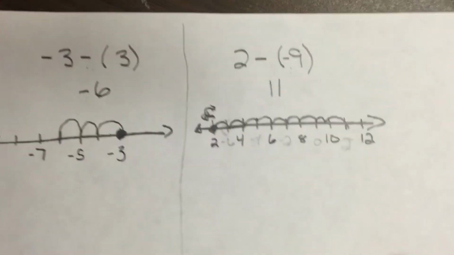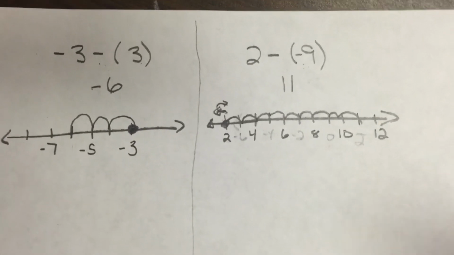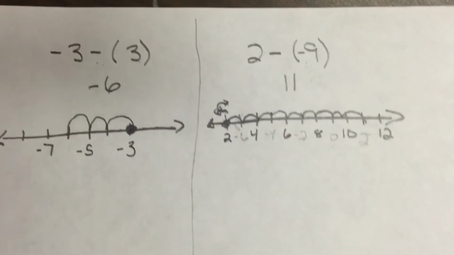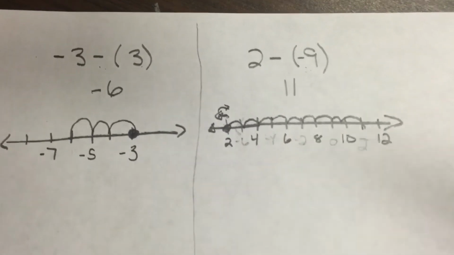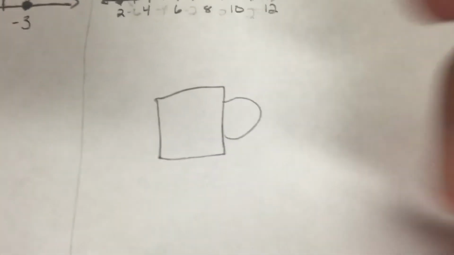The idea that we have here could then lead us into the conversation of, well, why does that happen? If I subtract a negative, how did I get +11? Part of the idea could be with the idea of a thermometer. Or we'll say a cup of hot chocolate.